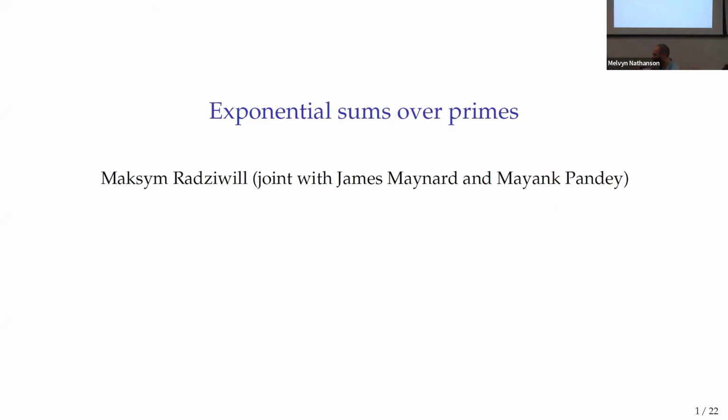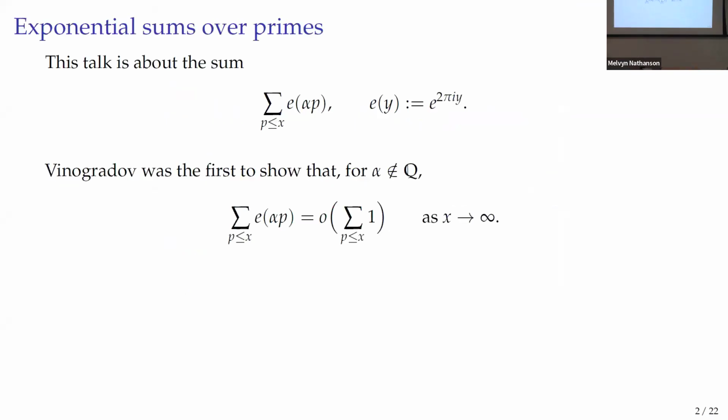So I'm going to talk about exponential sums over primes, a very classical topic in analytic number theory, maybe one of the most classical, since you see this in introductory books. So the topic concerns this sum, the sum of e to the 2 pi i alpha p. You consider this if you want to obtain results about equidistribution of alpha p modulo 1. And Vinogradov was actually the first to obtain anything non-trivial on the sum. Basically, he showed cancellations in the sum as x goes to infinity.